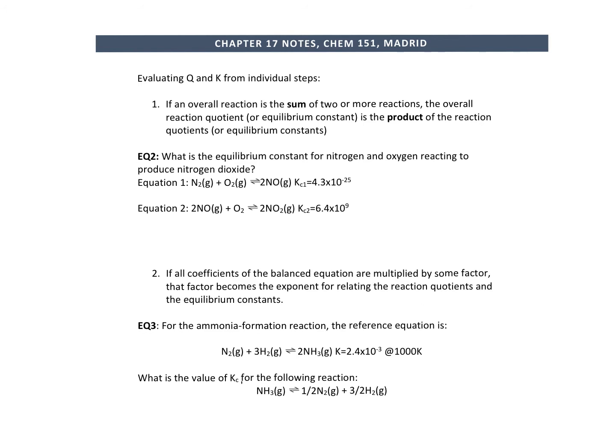Example question 2 says, what is the equilibrium constant? So I'm looking for K for nitrogen and oxygen reacting to produce nitrogen dioxide. Okay, so let's write that equation at the bottom. That's going to be what we're looking for. We're looking for the K for that balanced reaction.